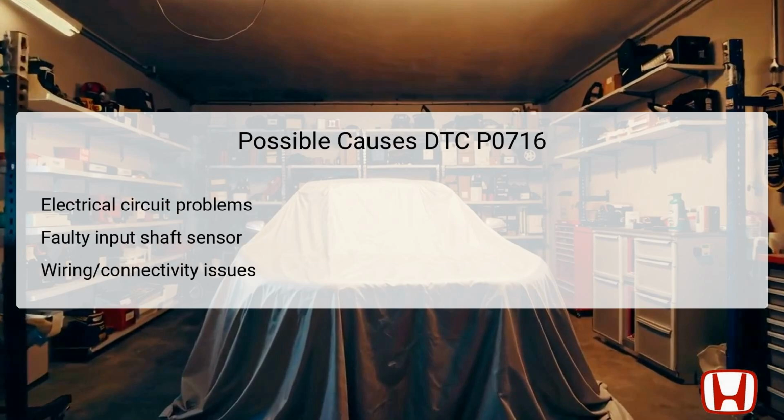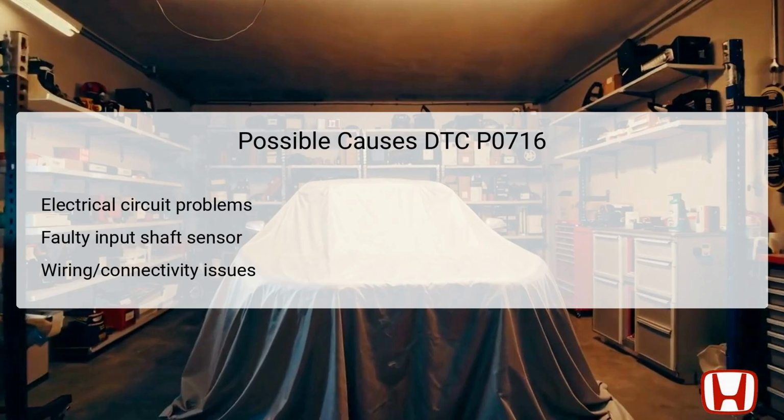The main causes of DTC P0716 are primarily rooted in electrical circuit problems. These issues may arise from damaged or corroded wiring, making it impossible for the sensor to communicate effectively with the ECU. A faulty input shaft speed sensor itself can also be the culprit, as a malfunctioning sensor will yield inconsistent readings that trigger this DTC.